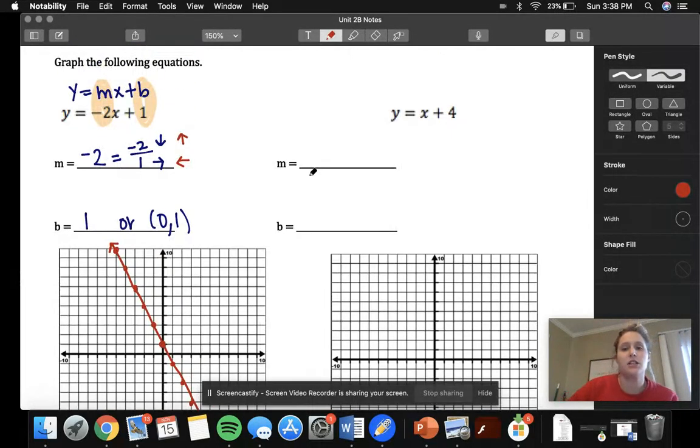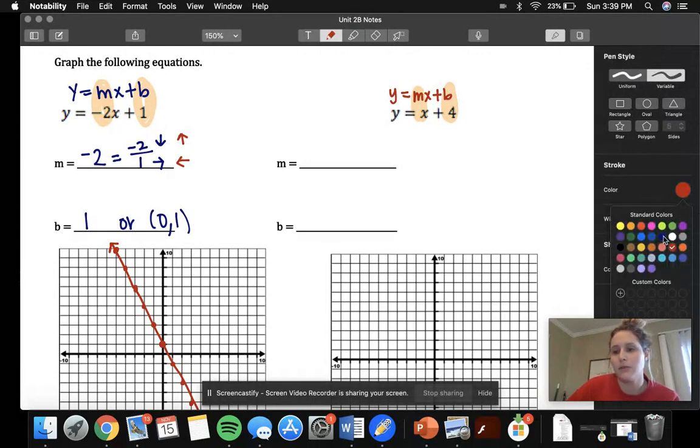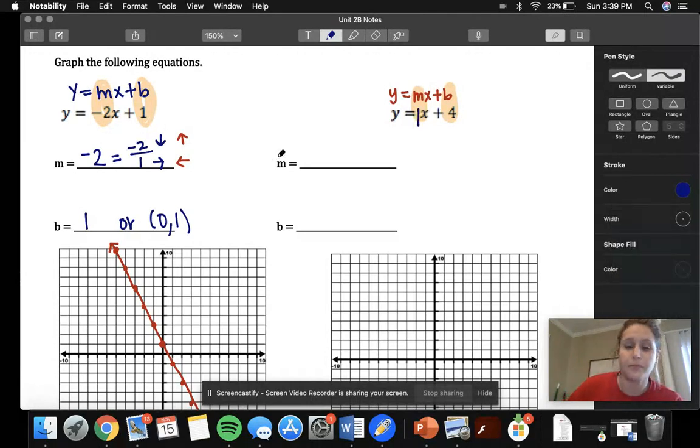Okay, our next equation is y equals x plus 4. First thing I'm going to do is make sure it's in slope-intercept form, and it looks like it is. Now I'm just going to identify. M is the number in front of the x. I don't see a value, so I'm going to make an invisible 1. So the slope of this line is 1.